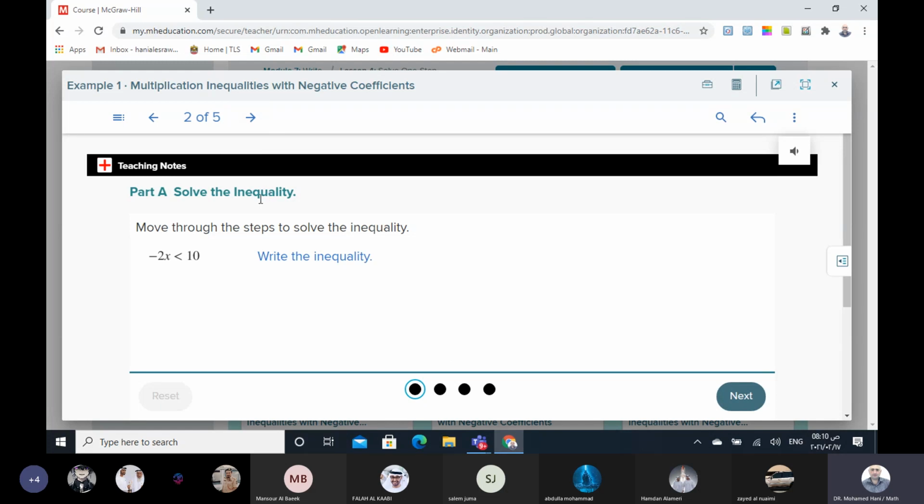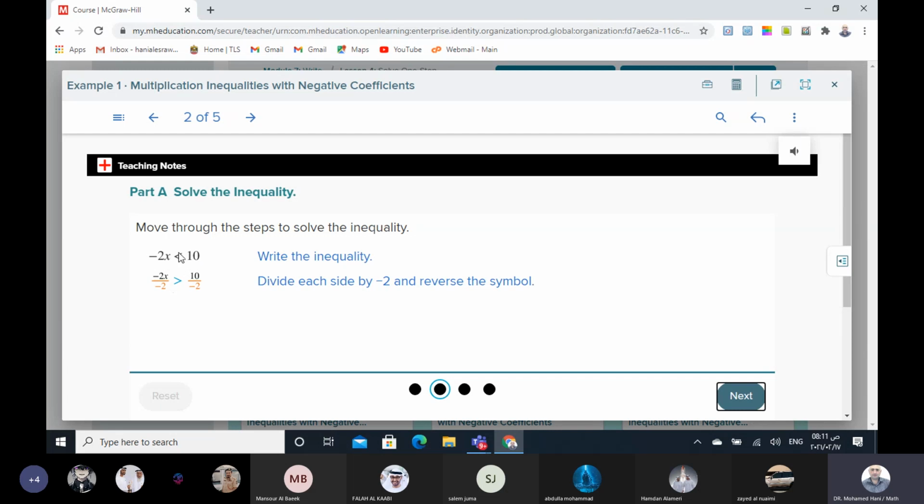Solve the inequality. Move through the steps to solve the inequality. The first step, write the inequality minus 2x less than 10. Then we want to remove the coefficient. As you see, the coefficient here is minus 2. How? Divide the two sides by minus 2, by the coefficient.